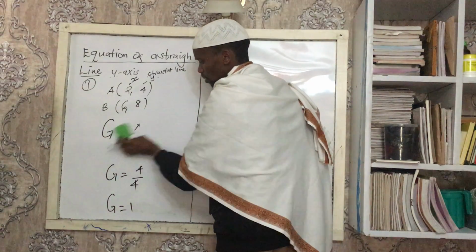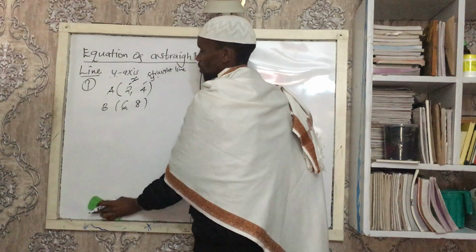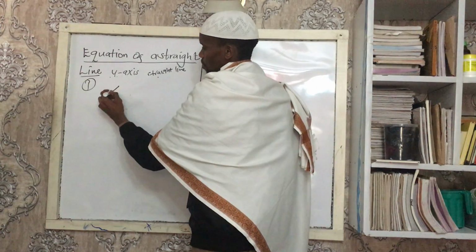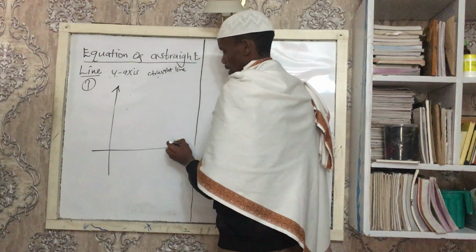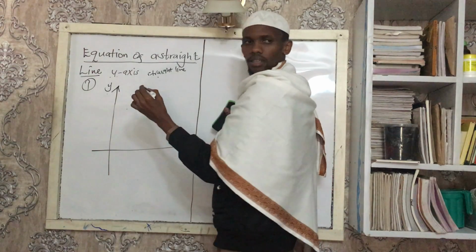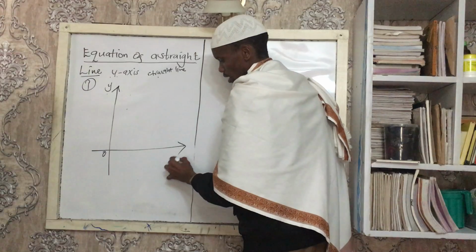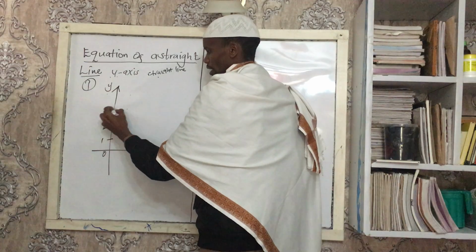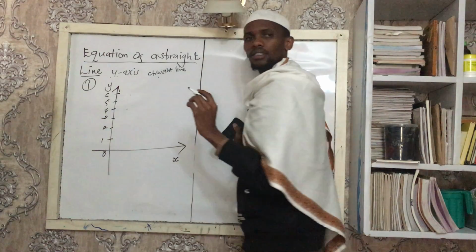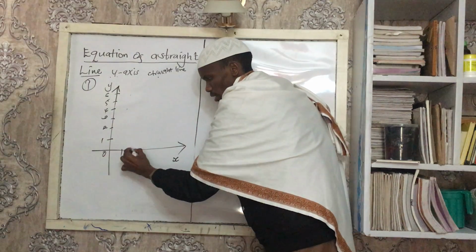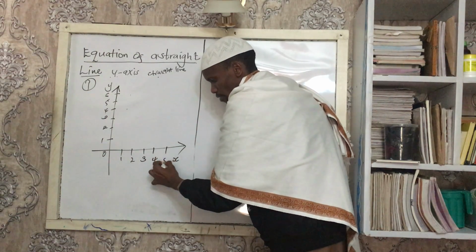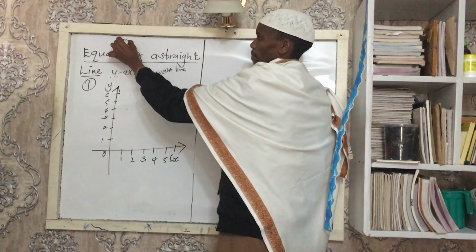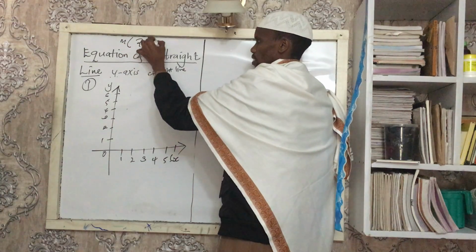Okay, let's do another scenario where we are going to be given a Cartesian plane. Assume that this is the Cartesian plane, and this is our y-axis. This is the origin, and this is the x-axis. Now let's say our scale is 1, 2, 3, 4, 5, 6, and then 1, 2, 3, 4, 5, 6. Now my first point, maybe point M, is (2, 6).